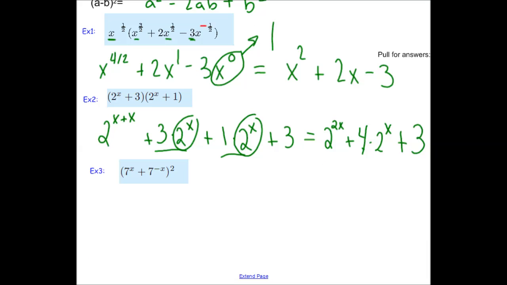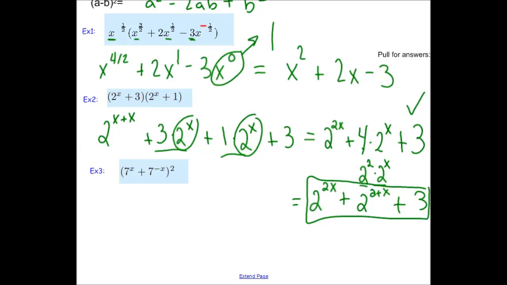If you wanted to be even more neat, realize that we can write 4 with a base of 2, 2 to the 2, right? And we've got 2 to the x. So now we've got the same base, and when we have the same base and we're multiplying, we can add our exponents. So 2 to the 2 plus x, or x plus 2. Okay, so either way, this is fine. This is even more simplified, if you will.